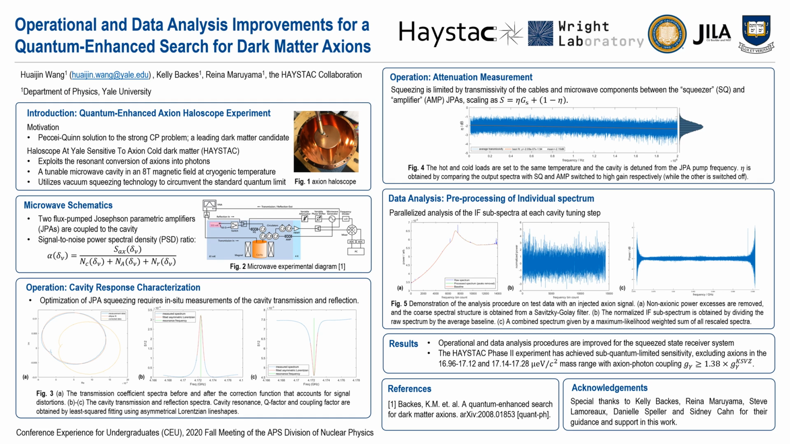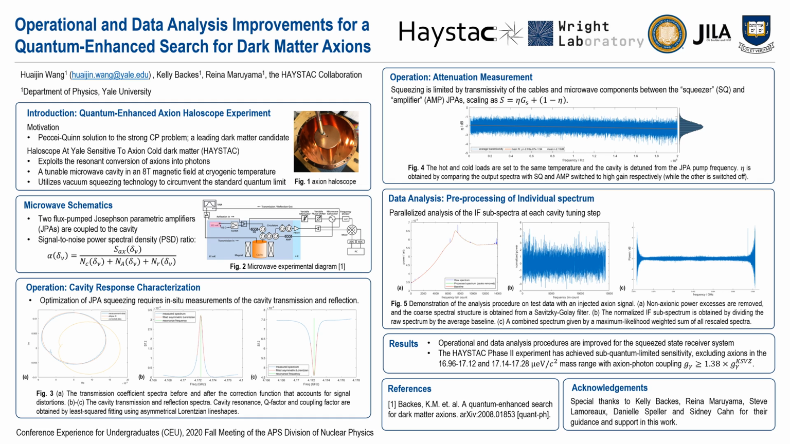The axion is a well-motivated cold dark matter candidate. It was first postulated in the Peccei-Quinn solution to the strong CP problem in quantum chromodynamics. The axions can be converted to photons in the presence of electromagnetic fields.